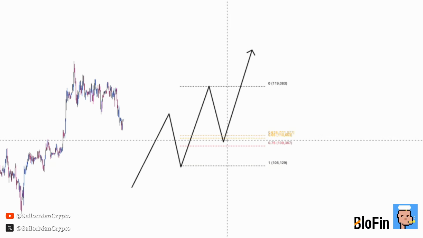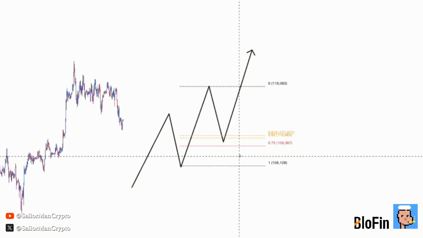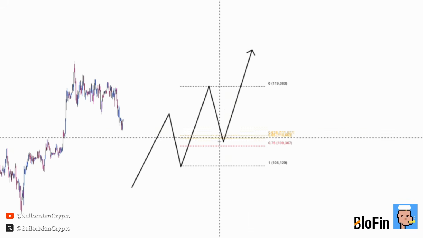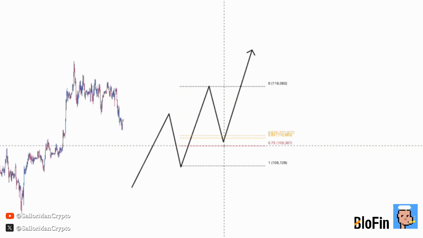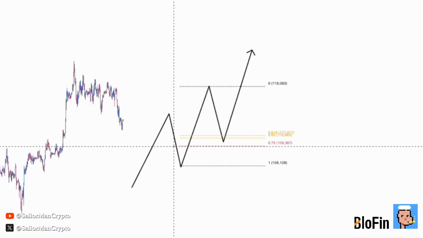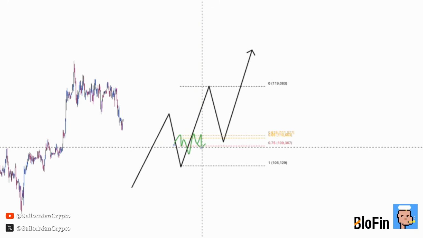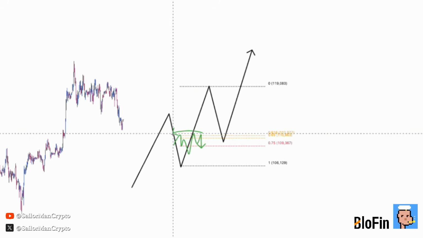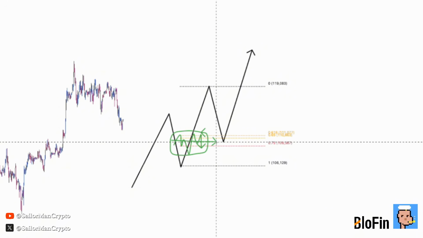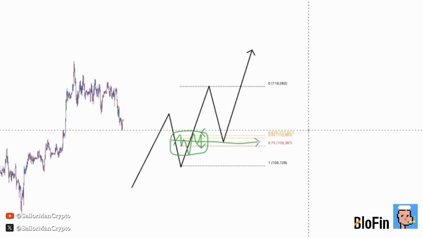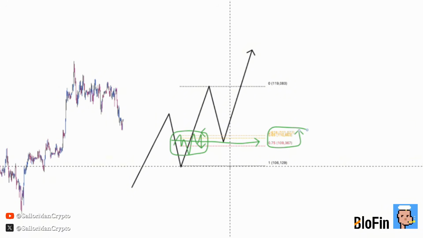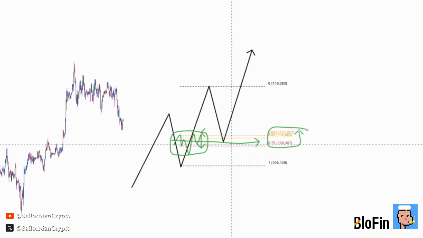For me, I would like to see some confluence with the Fibonacci retracement, for example, which, if you follow me, you know I'm usually using a lot. I also like to see some confluence with a demand order block or some consolidation that has happened at this level, which gives me further confidence. I like to use the point of control of this level as a further confluence.